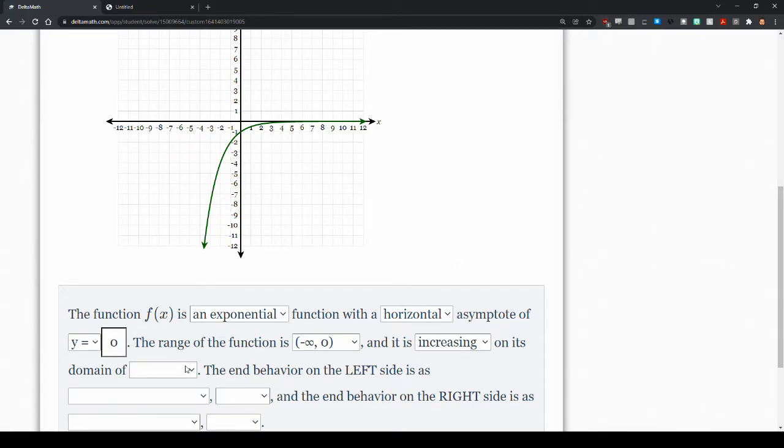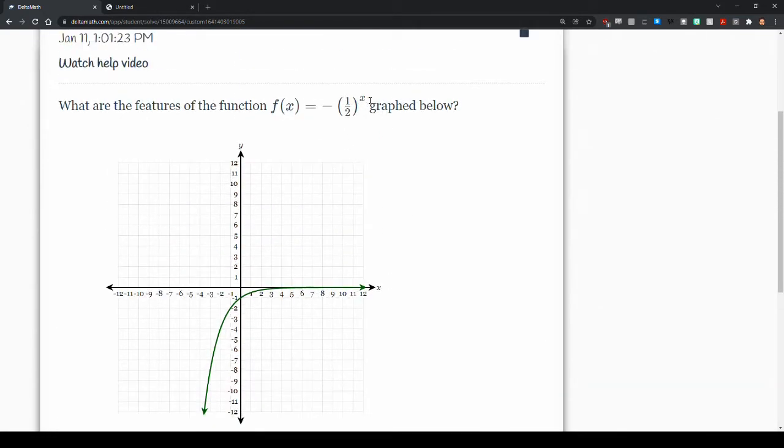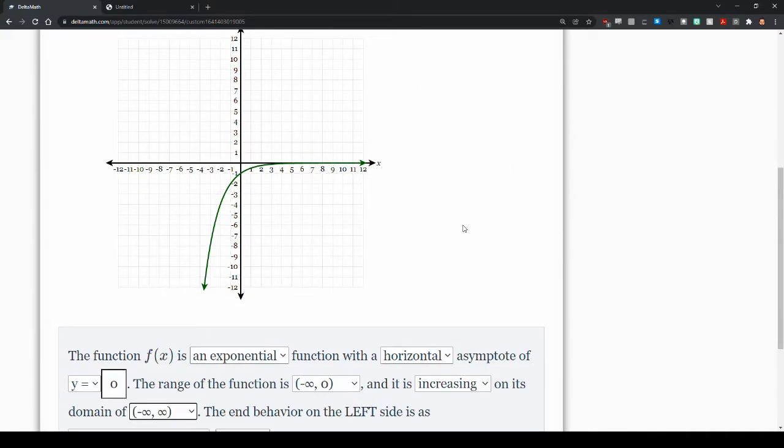As far as domain goes, one of the things that we talked about was that exponential functions, their domain is always negative infinity to positive infinity, all real numbers, because you can plug in whatever you want into this function. Okay, you can raise 1/2 to whatever power you want, right? You can plug in any x value you want, so the domain is all real numbers.